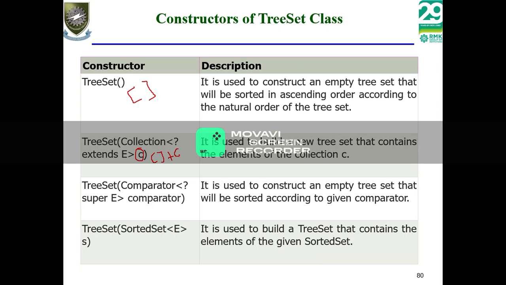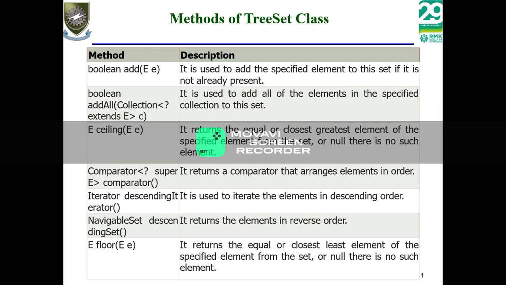Okay, then TreeSet with a SortedSet. You can pass any SortedSet as a parameter to your TreeSet. So these are all the four types of constructors you have in TreeSet. Okay, next we are going to see about the methods.